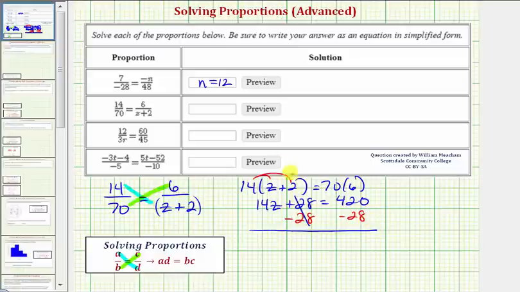28 minus 28 is 0, so now we have 14z equals 420 minus 28, which is 392. And now to solve for z, we divide both sides by 14. 14 divided by 14 equals 1. 1 times z is z. And we have 392 divided by 14, which equals 28. So the solution to the second proportion is z equals 28.